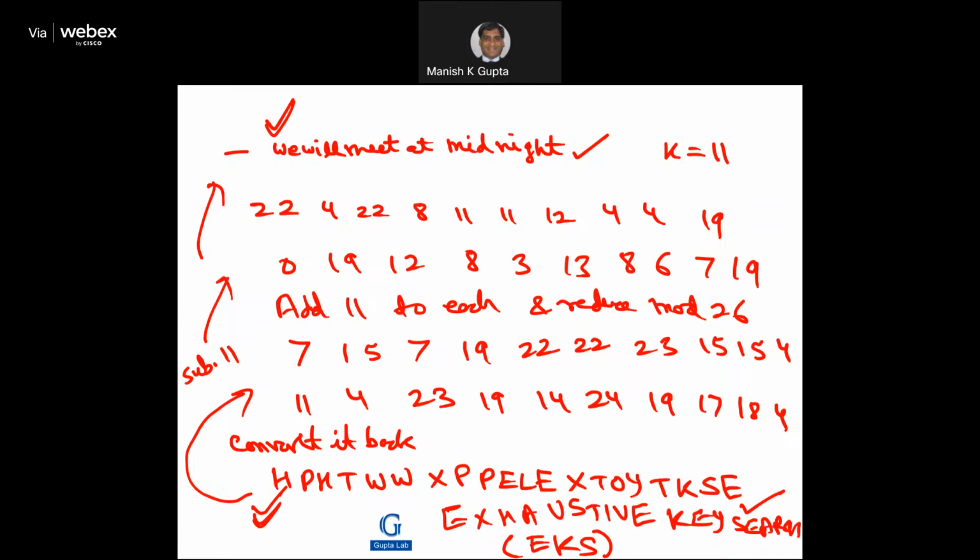So the sentence is, we will meet at midnight. If I choose k equal to 11, our key is 11. Then we will meet at midnight corresponds to W is 22, E is 4, and so on. You add 11 to everything and reduce modulo 26, and you get this. You convert it back, and you get something like this. So this is the encrypted text. Plain text is, we will meet at midnight. Encrypted text is HPHTWW, whatever way you read it.